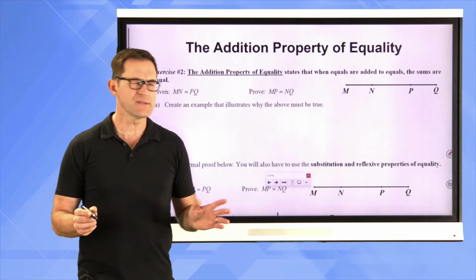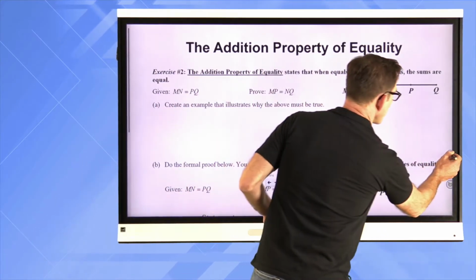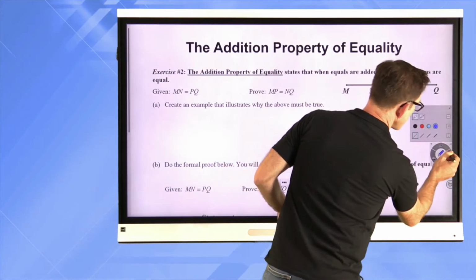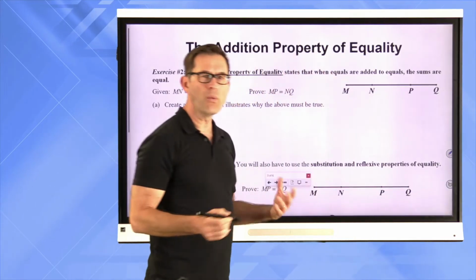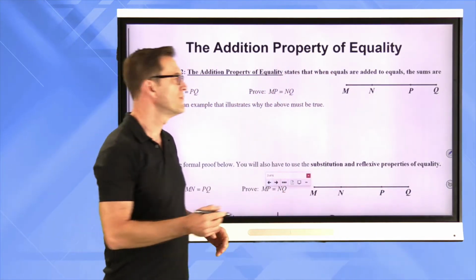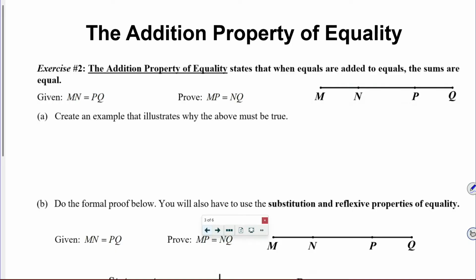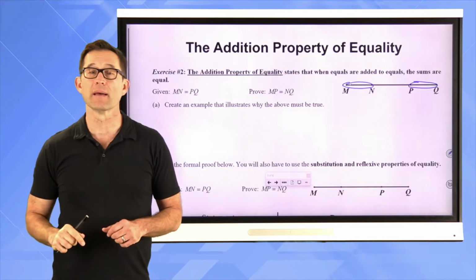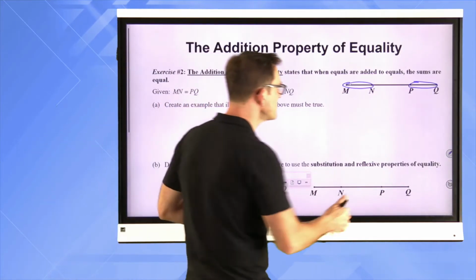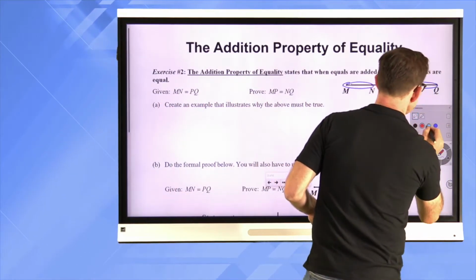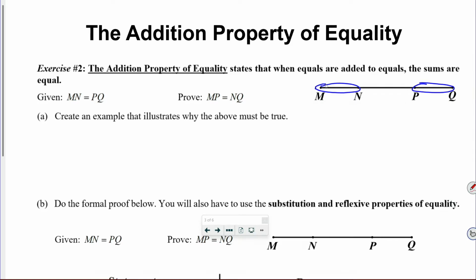All right, so let's really try to understand what we're doing here. I'm going to switch back to blue real quick. What we're told in this situation is that MN is equal to PQ. In other words, those two segments have the same length. And what I'd like to prove is I'd like to somehow show that MP is congruent to NQ. That's what I'm trying to figure out.